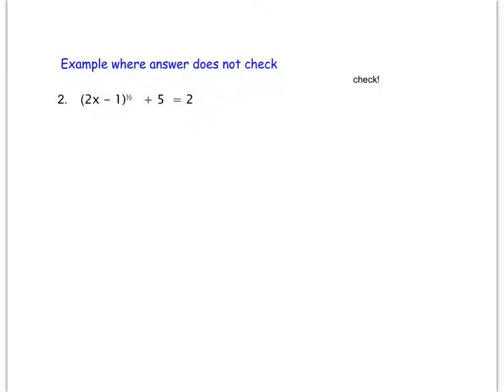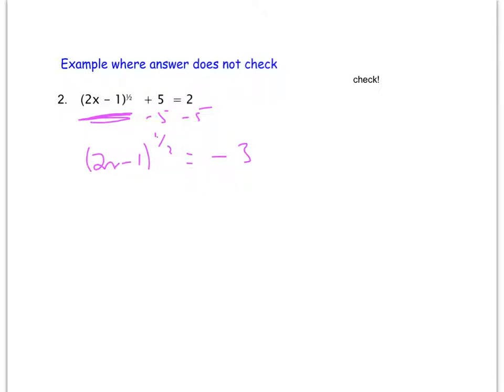So let's look at this guy right here. We've got a type 1 radical equation because I just have the one rational exponent right here. So first I'm going to get that by itself, minus 5 on both sides. So I get 2x minus 1 raised to the 1/2 is equal to negative 3. 2 minus 5 is negative 3. Now, I'm already thinking, I've got alarms going off because I have 2x minus 1 raised to the 1/2, which is a square root function. A square root radical will never equal a negative. So I already know weird stuff is going to happen here. But let's keep going and solve this equation.